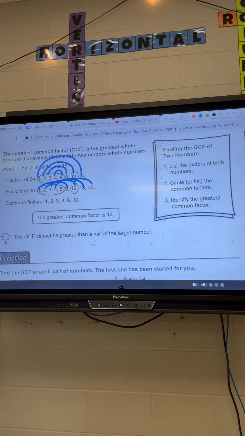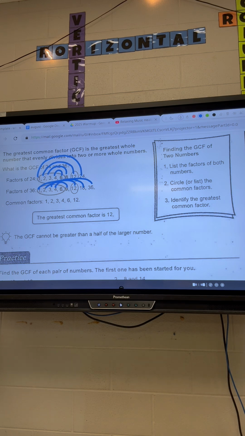Circle or list the common factors. Common factors are the numbers they share, the numbers that they both have. So is 8 a common factor of 24 and 36? Do they both have an 8? 36 doesn't have an 8. It's not a common factor.